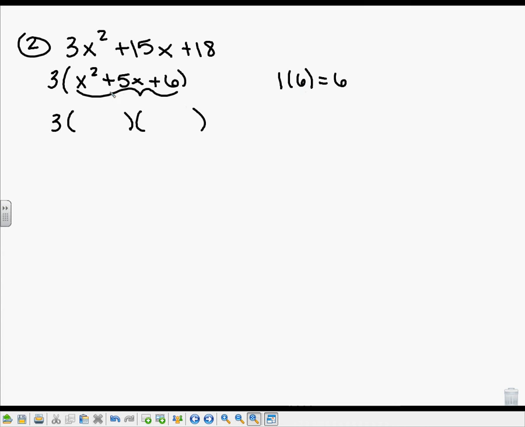What multiplies to 6 but adds to 5? 2 and 3. So we're going to say x plus 2 and x plus 3. And we're going to divide by this 1 here, but when you divide by 1, does that really change the problem? No, so it's just 3 times (x plus 2) times (x plus 3). And that's it. Remember, you could do it in any order. If you had the x plus 3 here and the x plus 2 here, that's fine. Just don't forget the GCF. That's still part of the problem or it's going to be wrong.